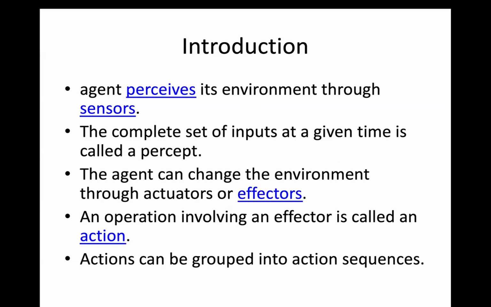So we've already said an agent perceives its environment through sensors. A complete set of inputs is what we call a percept. So whatever it sees is what we are referring to as a percept. Then there is the action. The action is an operation that the agent will perform. So a response to what is perceived is what is referred to as an action. This action is performed through actuators or effectors. When we mention actuators or effectors, we're talking about the same thing.